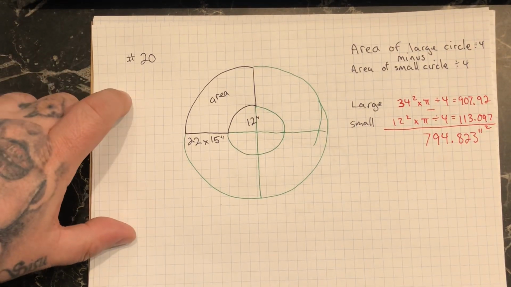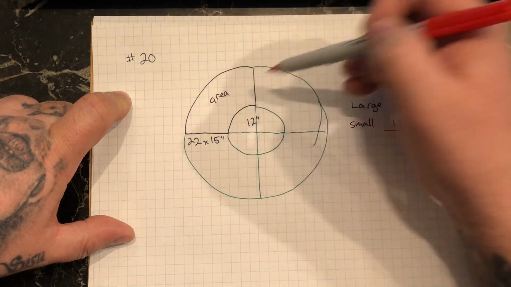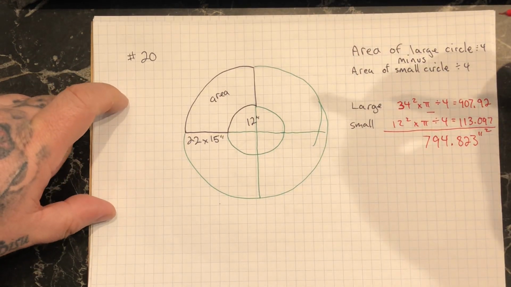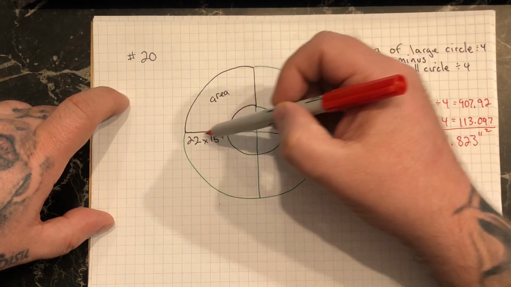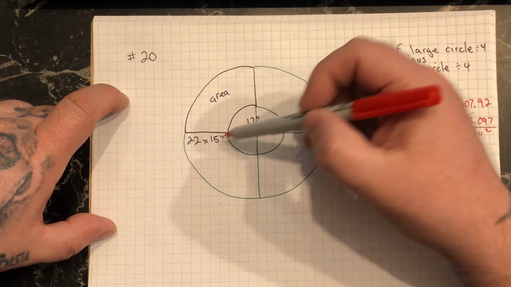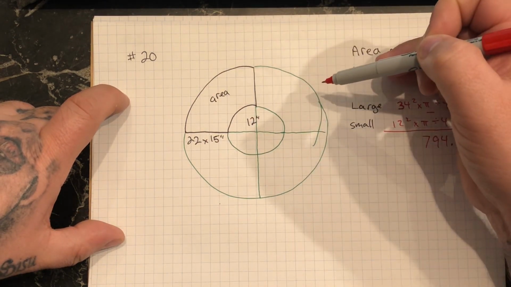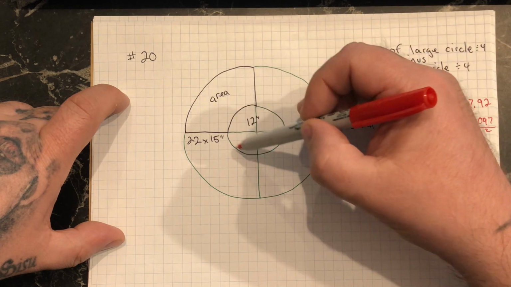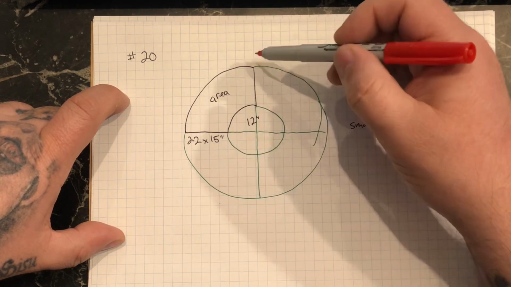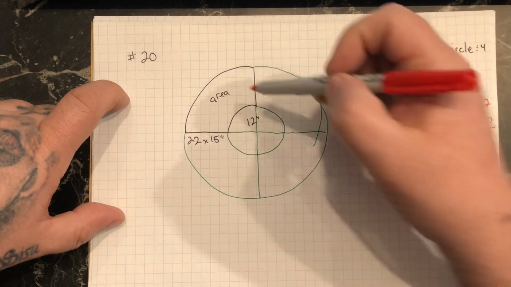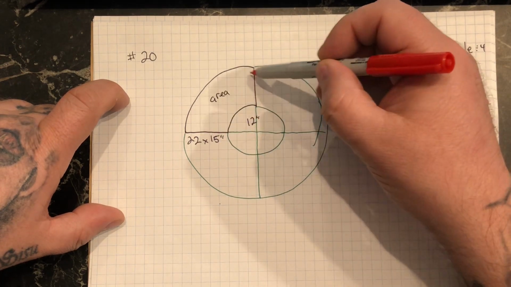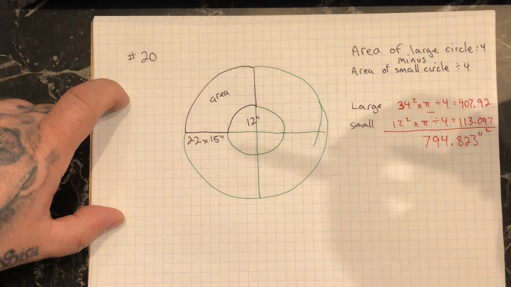Number 20 was just figuring out the area of a cheek of an elbow. So I drew the cheek of the elbow here. So it's 22 by 15 with a 12-inch throat. In green, I actually made it out where it's a full circle, because all we're trying to do is figure out the area of a quarter of a circle.